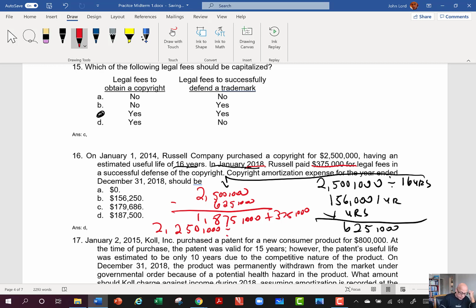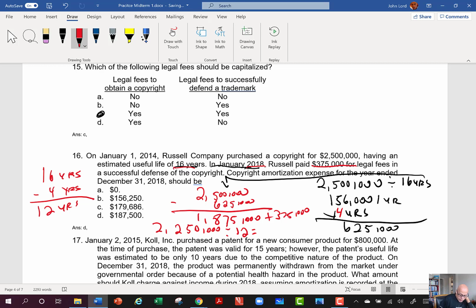So I'll write over here, because again I'm starting to get a bunch of numbers swimming around. I had 16 years to start it. I amortized it for 4 years. So that left me 12 years left at the time that I had to pay these legal fees and stuff. So I go ahead and I divide that by 12.